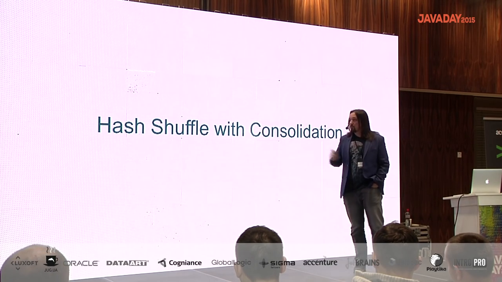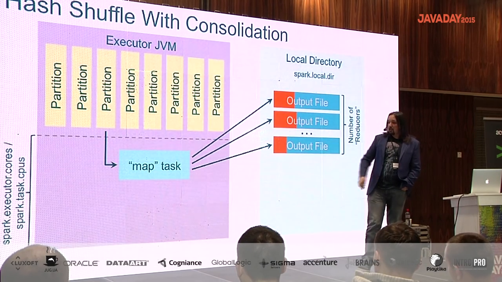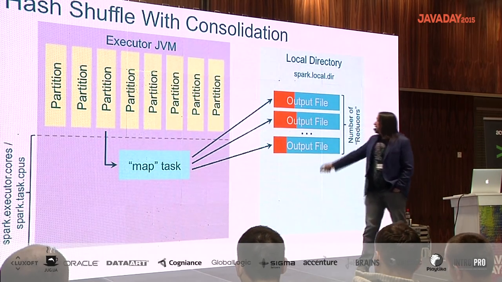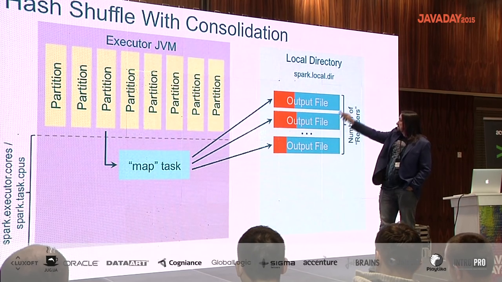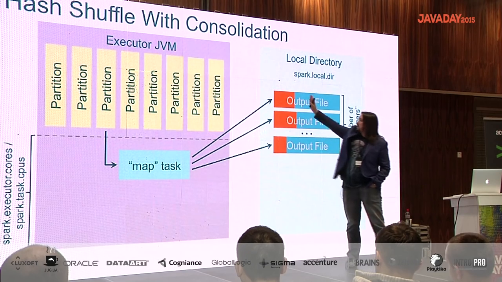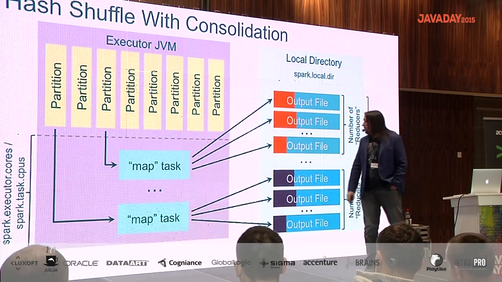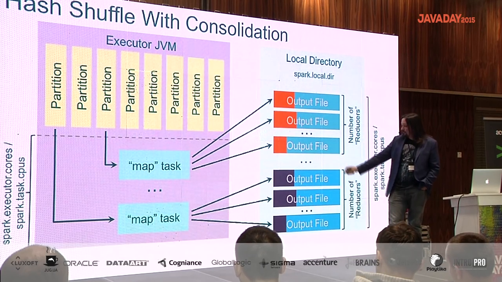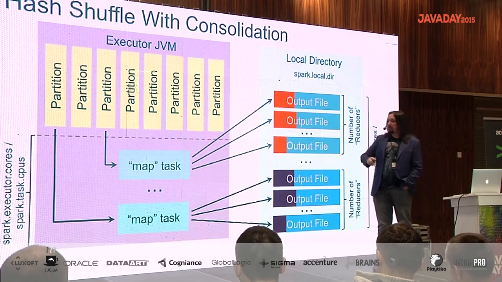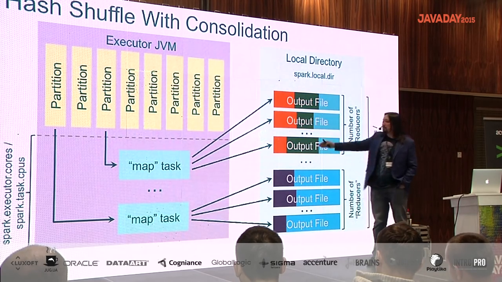So how does shuffle with consolidation work? You've got the same JVM with the partitions. You start the first mapper task and it outputs something to the output files. I've shown you that it just writes some data. Then we start the second map and it writes another. It creates other files and writes some data into these files. But then the first finishes and the second starts, and it writes to the same files.